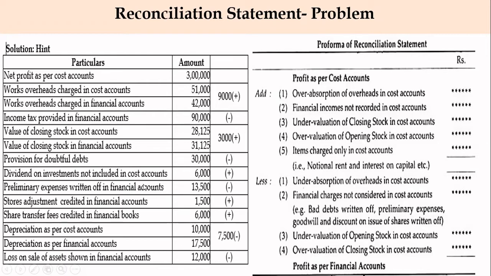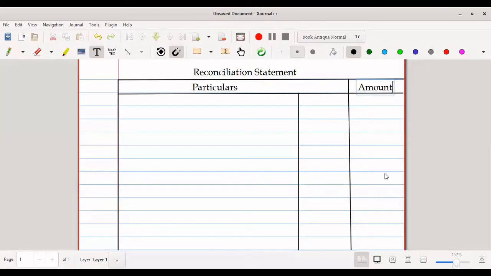So when we add and deduct these from the cost profit, let us see how the format looks. Let us solve now. Okay students, let us solve this problem now. So this is the reconciliation statement, particulars and amount. So let us take the base.